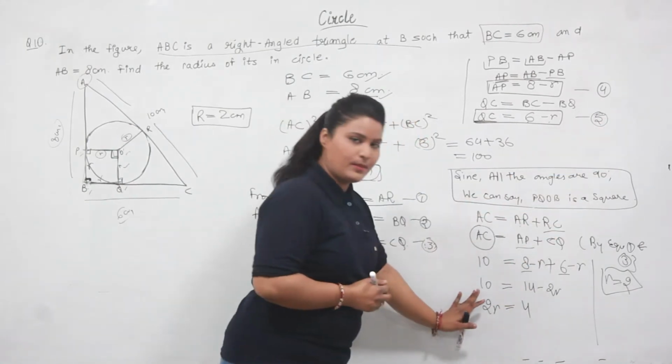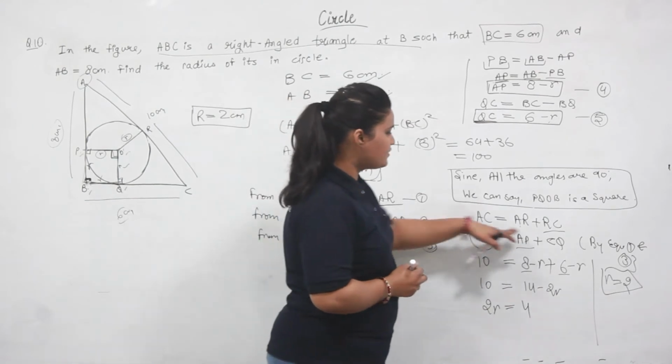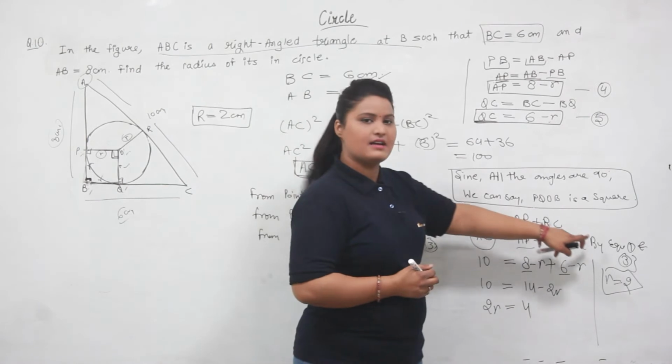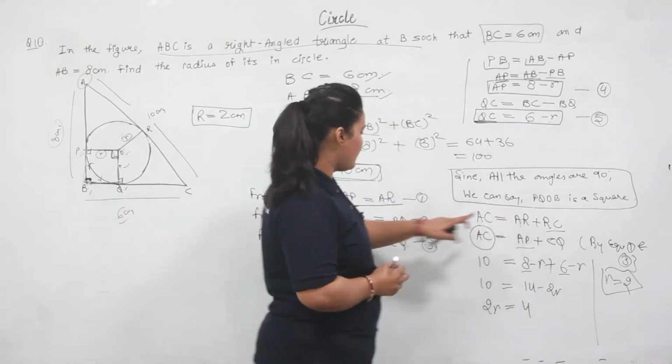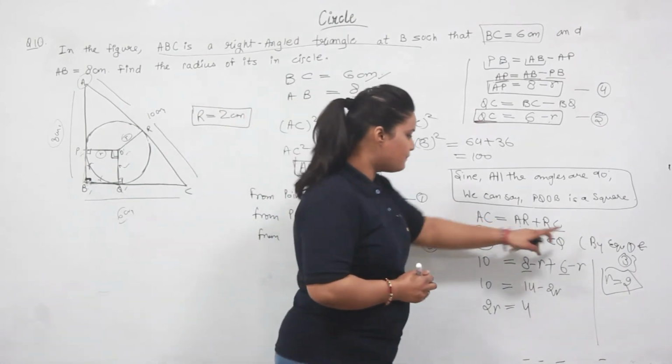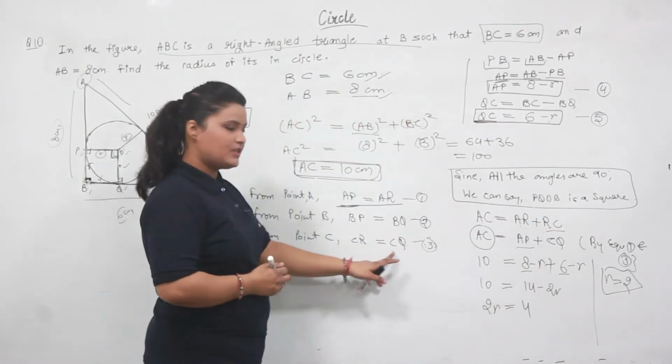Now this is the final part of the question. What I have done, I just broke the line AC into two parts, that is AR and RC. And AR by equation 1 is equals to AP and RC by equation 3 is equals to CQ.